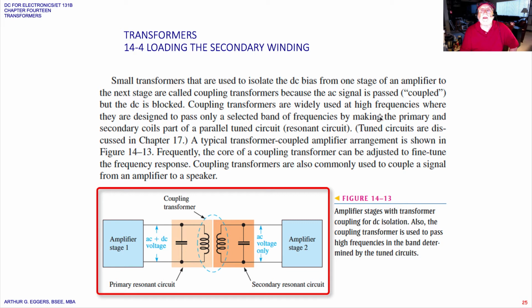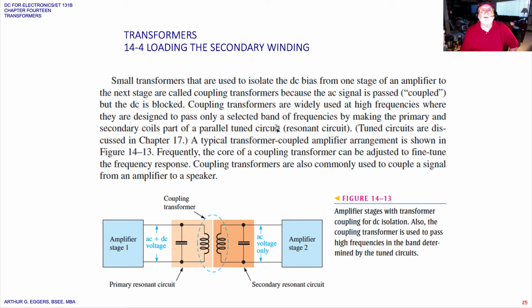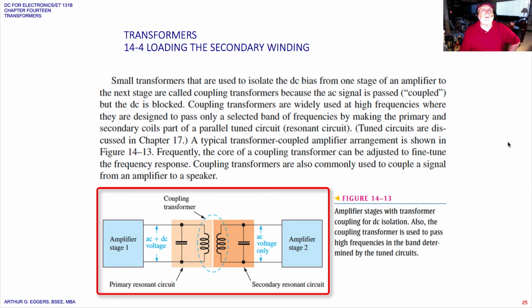They do this by making the primary and the secondary coils part of a parallel tuned circuit or a resonant circuit, which we saw earlier with LCs and RCs and different types of passive circuits. Tuned circuits are discussed later in chapter 17, and typically we get into that in the second semester. A typical transformer coupled amplifier arrangement is shown in the diagram. Frequently the core of a coupling transformer can be adjusted to fine-tune the frequency response.